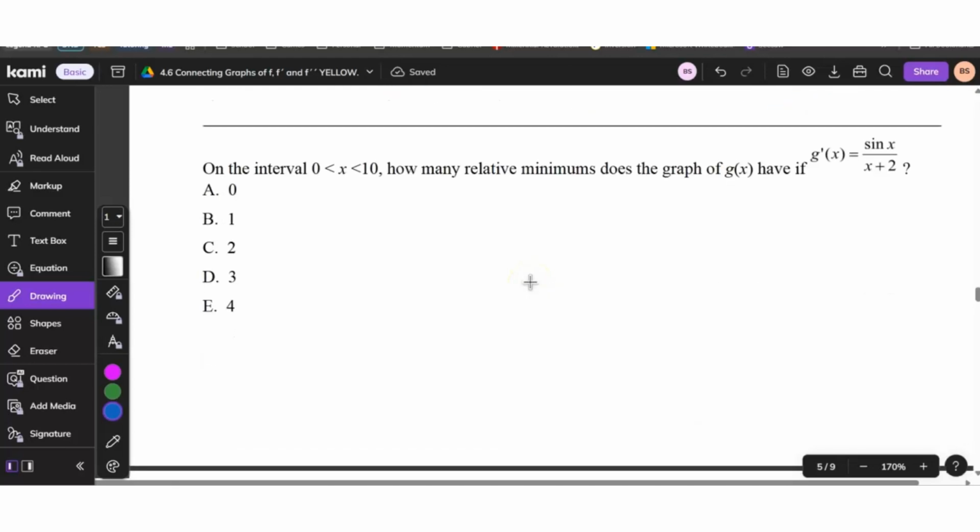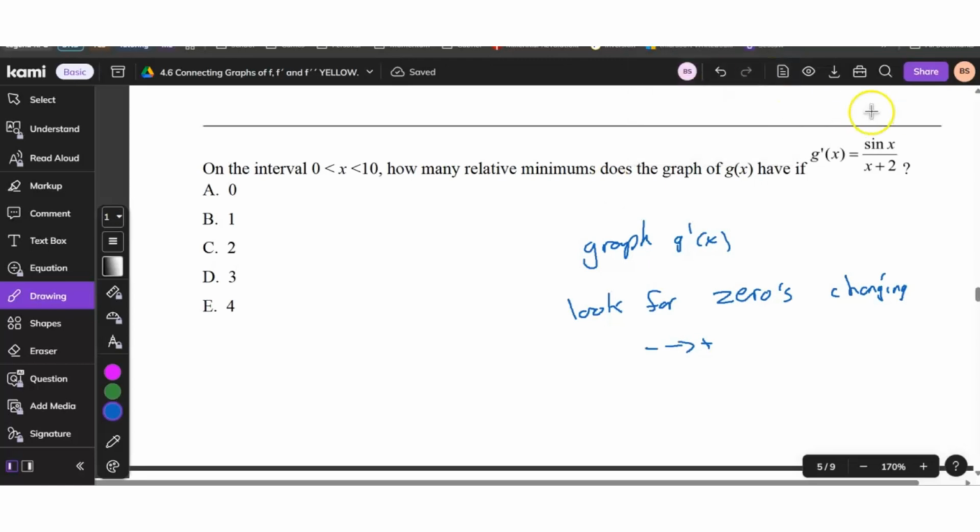Let's try the last one here. On the interval from 0 to 10, how many relative minimums does the graph of g of x have if g prime is that function? So what I need to do is graph g prime of x, and then I need to look for zeros changing from negative to positive. So let's go ahead and graph that.